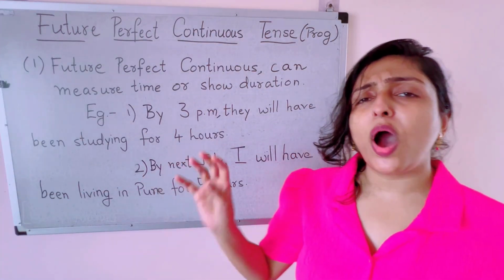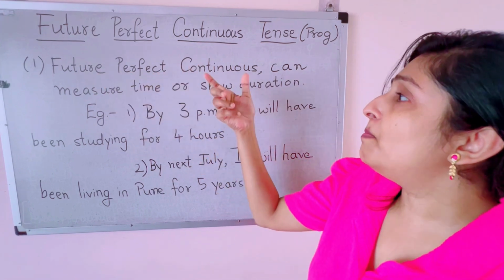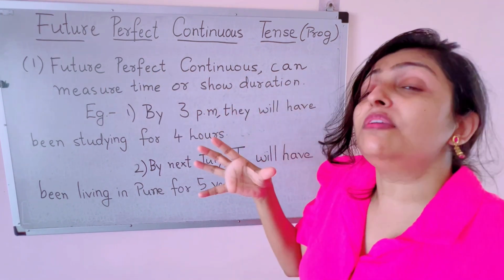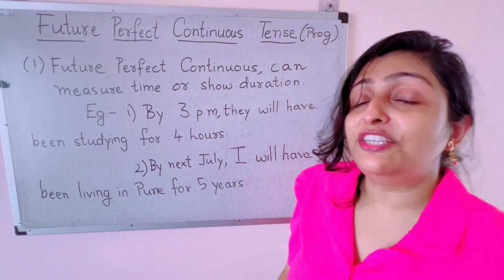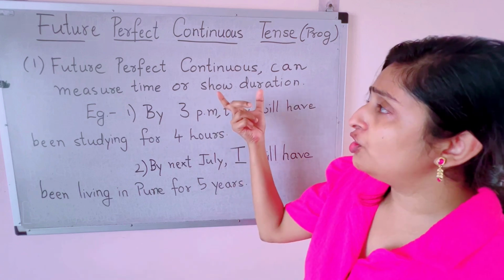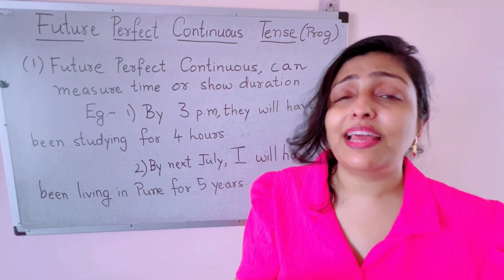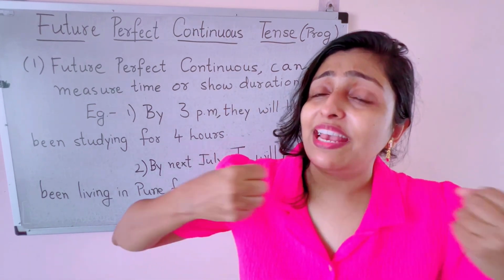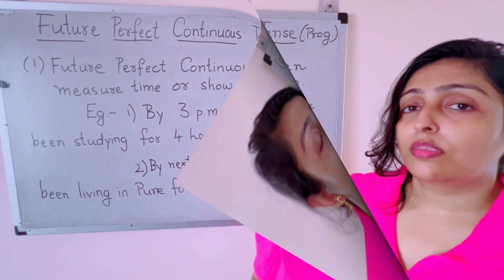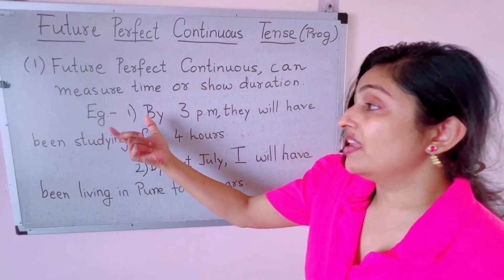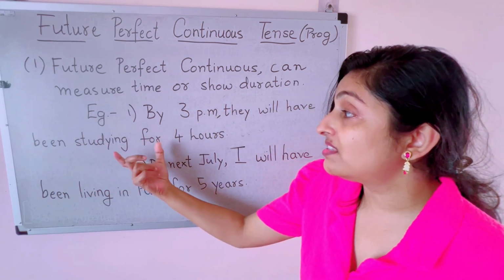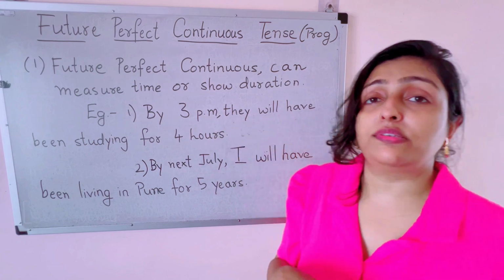So rule number 1 says future perfect continuous can measure the time or show duration. Measure the time itself means duration. Measure the time means to show the extension of time, stretch of time, passage of time. Example 1: by 3 p.m. they will have been studying for 4 hours.